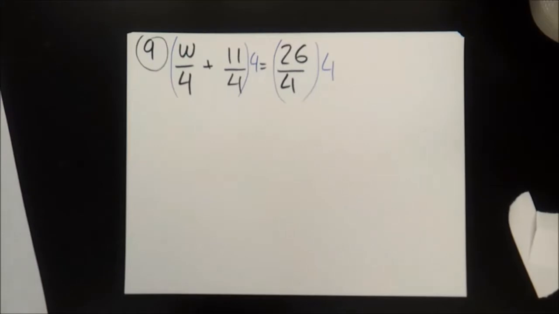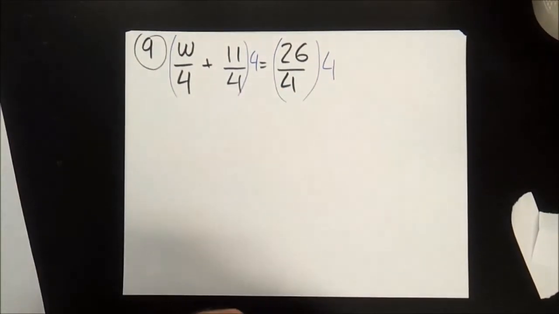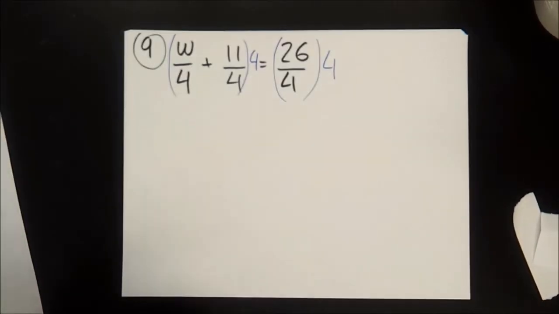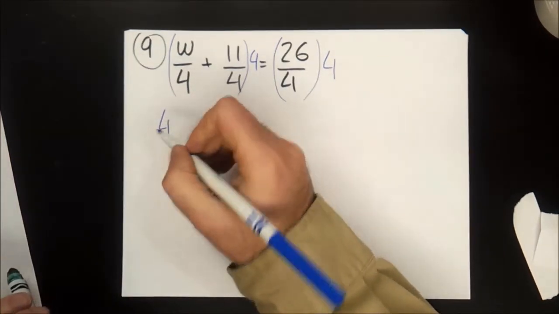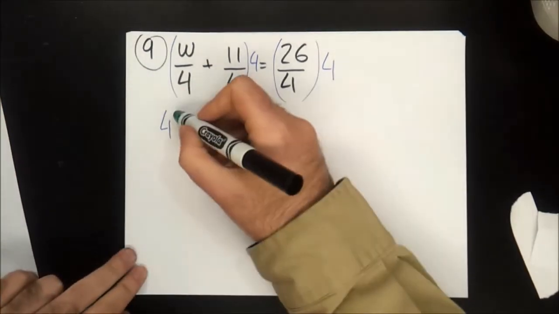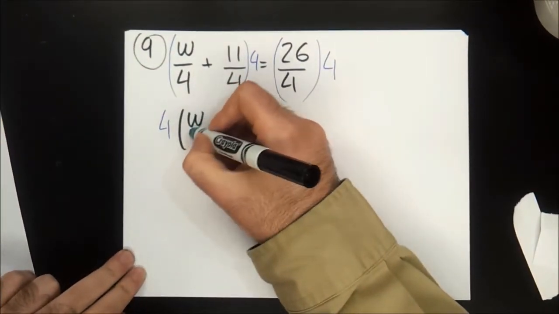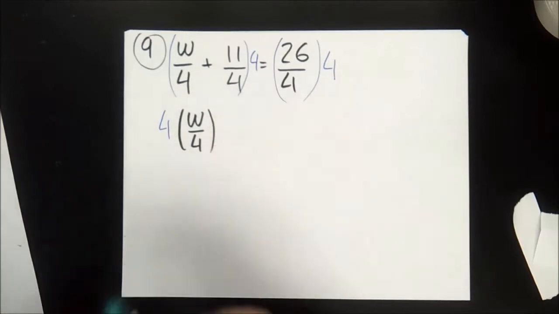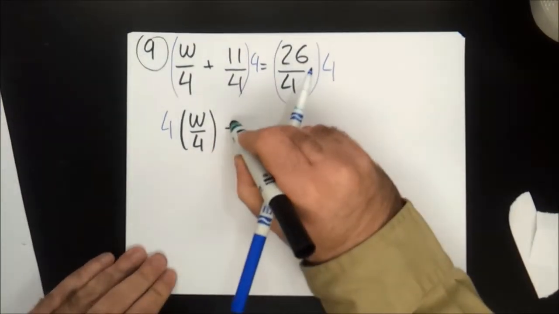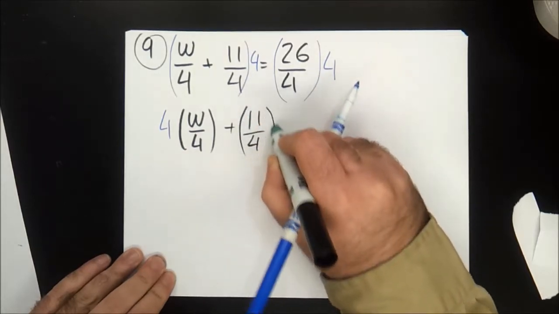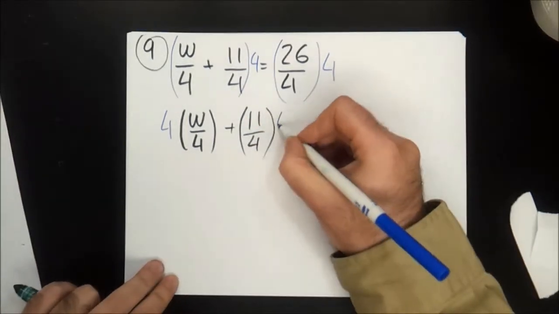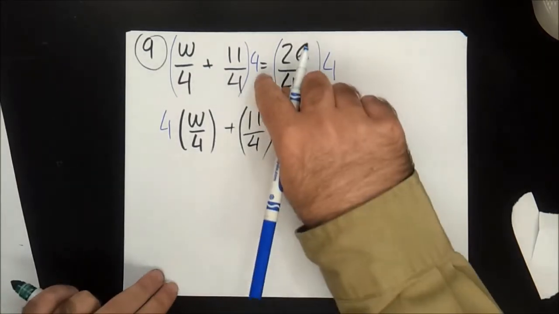And that's going to help me to get rid of the denominators. So I'm going to distribute this 4. So I'm going to have 4 times W over 4 plus 11 over 4 times 4. So I'm just distributing this 4 to both.